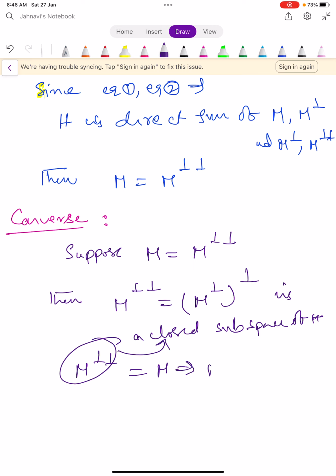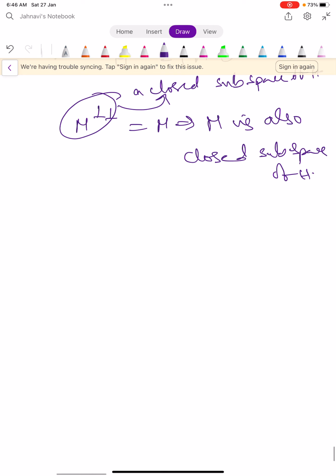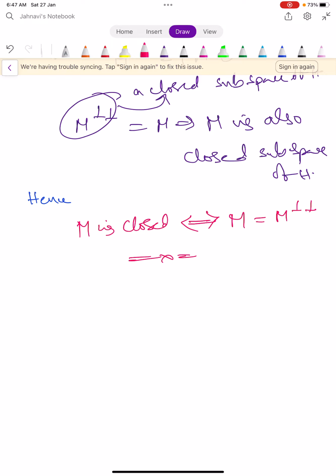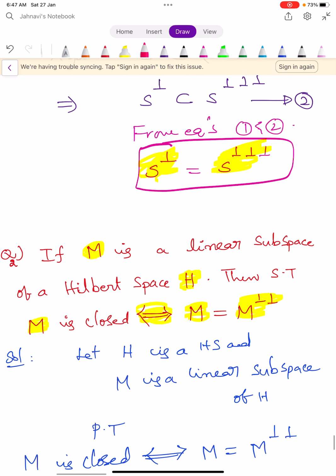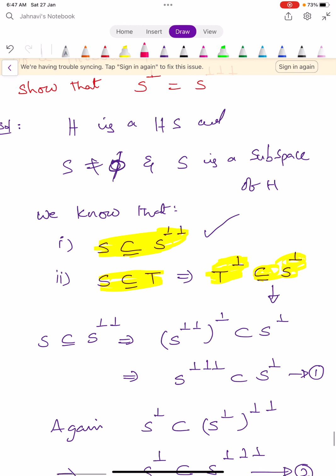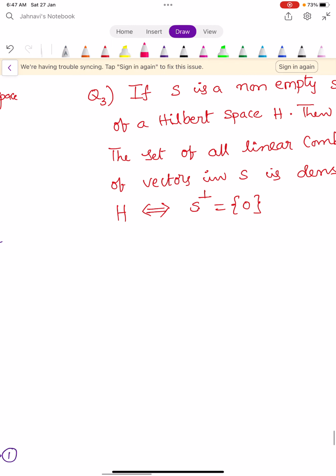So obviously this M is also a closed subspace of capital H. That's it. From this we conclude that M is closed if and only if M is equal to M double perpendicular. One of the very important questions for the 5 mark section and one of the important properties in Hilbert spaces. Let us see question number 3.